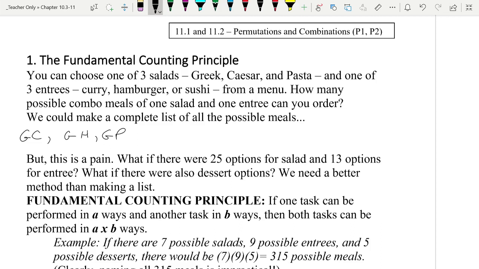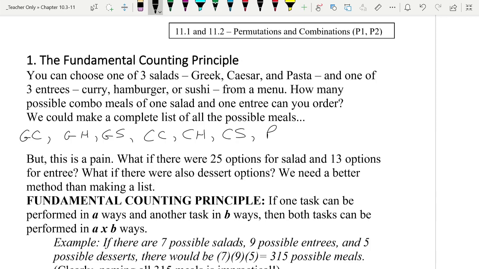Okay, that takes care of all possibilities involving a Greek salad. Then how about a Caesar salad and curry, a Caesar salad and a hamburger, a Caesar salad and, I just realized this is supposed to be sushi, not pasta. Pasta is one of the salads, sushi. So Caesar salad and sushi.